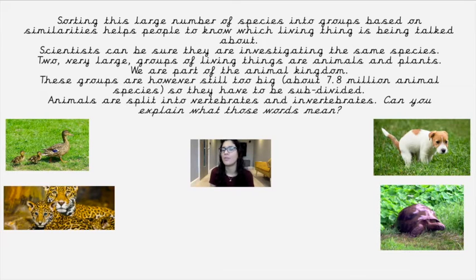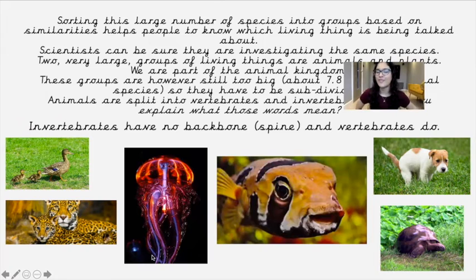So can you explain what these words mean? Pause the video, have a little think about what you think is meant by a vertebrate and an invertebrate. And when you unpause, you will see the answer. So invertebrates have no backbone. That means that they have no spine, and vertebrates do. So based on that, do you think humans are invertebrates, or do you think that we are vertebrates? I wonder what you are thinking.